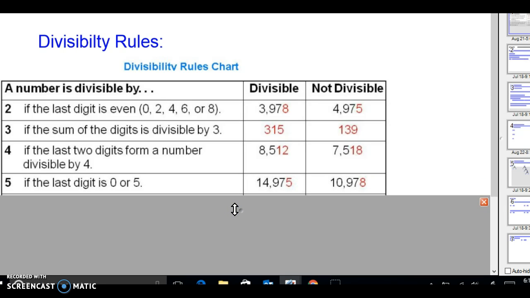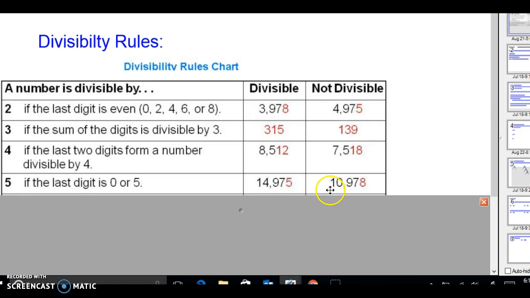Moving on to the rule for 5. If the last digit is a 0 or a 5, then the number is divisible by 5. So in 14,975, the 5 tells us that it is divisible by 5. If I had a 0 at the end, so for example 14,970, that would also be divisible by 5.